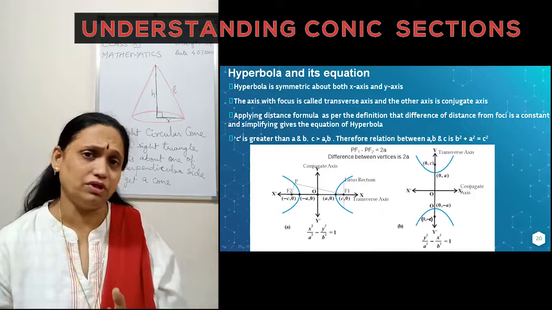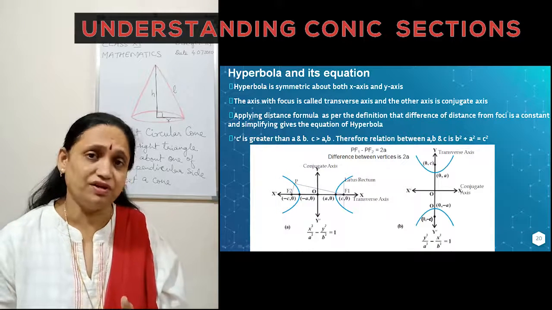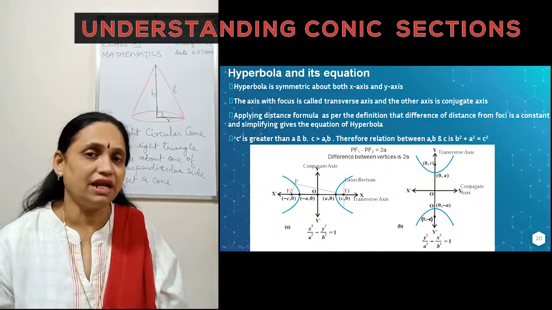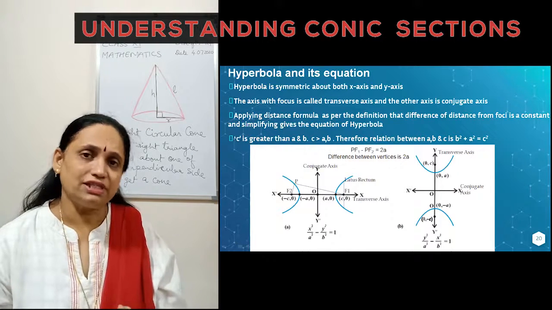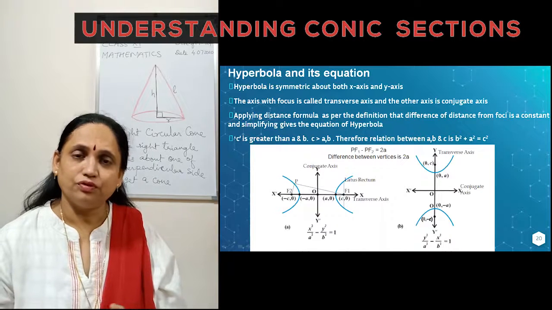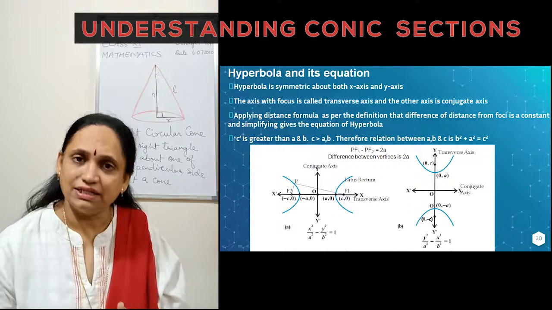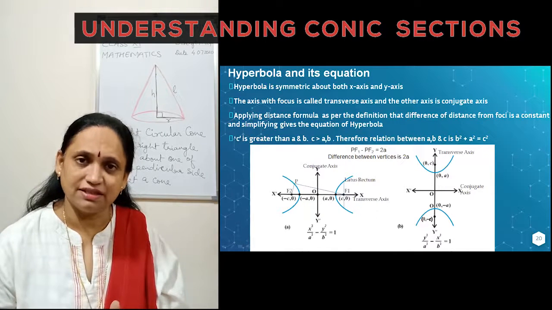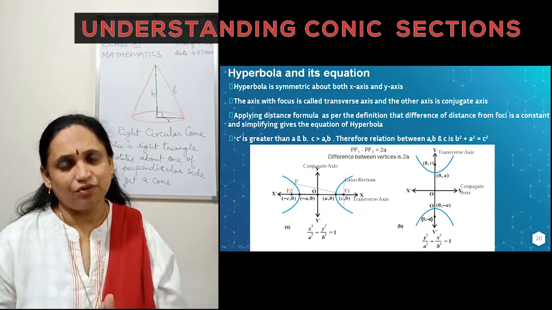Again, these three numbers form a Pythagorean triplet, and in this figure c becomes the greatest of the three numbers, and hence c square is equal to a square plus b square. So the relationship between all three numbers is clear to us. We know that the figure is symmetric about the x-axis and y-axis, and we also know what a transverse axis and a conjugate axis are.